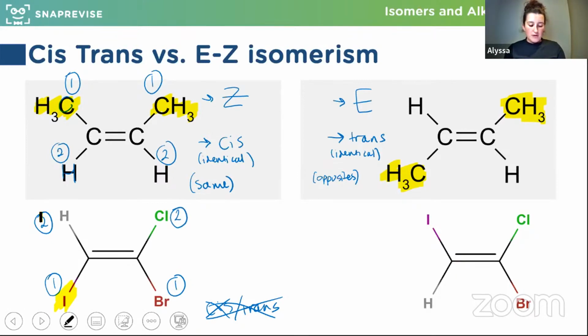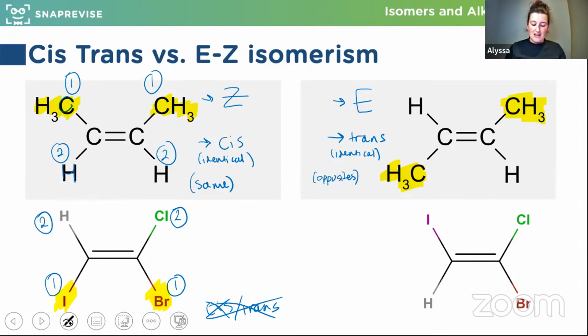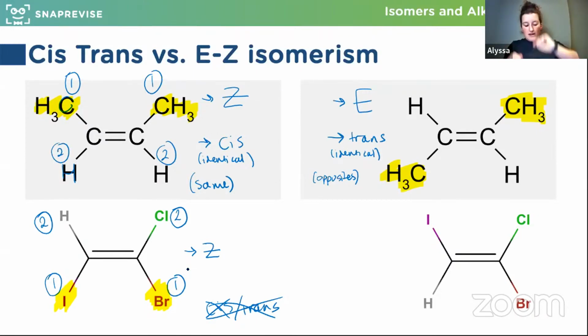So if bromine and iodine are both on the bottom, we're looking at our Z isomer. They're on the same side. So this is a Z isomer. Both our priority groups are on the bottom, on the same side of the double bond, and therefore it is a Z. Bromine is higher priority than chlorine because bromine has a higher atomic mass. We look at the atom that's directly bonded and ask what its atomic mass is. In this case, bromine is higher, so that gets priority.